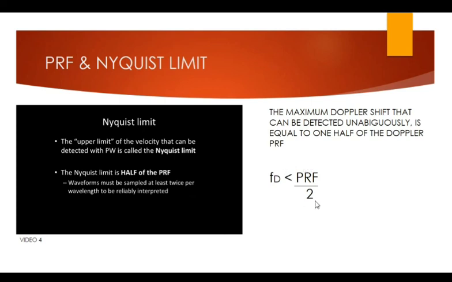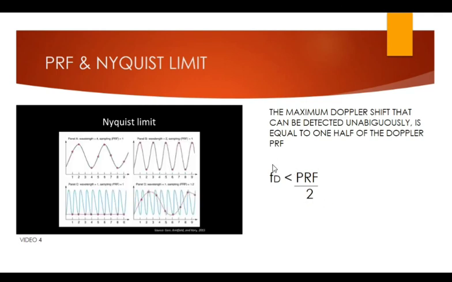And this is because in order for the transducer to be able to accurately interpret the reflected ultrasound waves, it must be able to sample a wave at least twice per wavelength. So this is most easily demonstrated graphically as we see here. In panels A and B, we can see that each wavelength is sampled at least twice, so these would be interpretable by PW. The blue wave, which is the true ultrasound wave, and the red wave, which is the machine interpretation, are aligned.